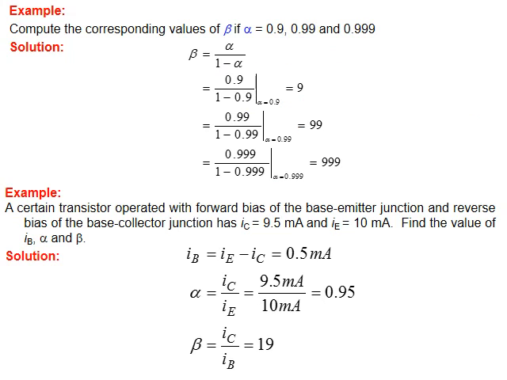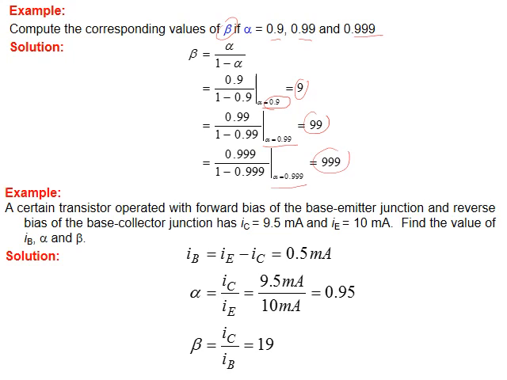Now, have a look at the difference when alpha, even if it is a small change, as an example 0.9 becoming 0.99, 0.999. How does this reflect on beta? Okay, have a look. I will substitute: when alpha is 0.9, I got beta 9. When alpha is 0.99, beta is 99. When it is 0.999, it becomes around 1000. So see, a small change in alpha reflects as a large change in beta.